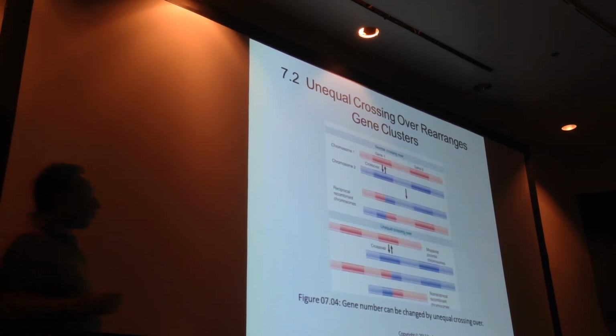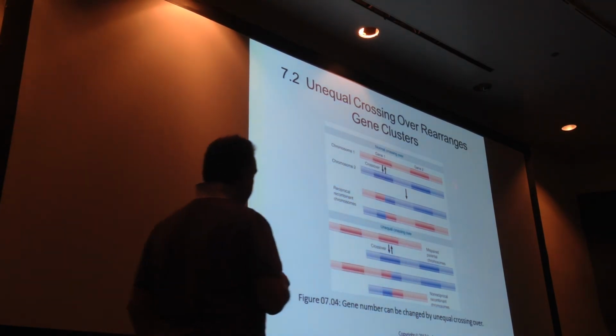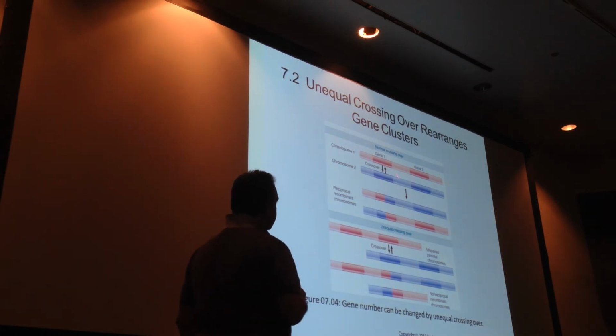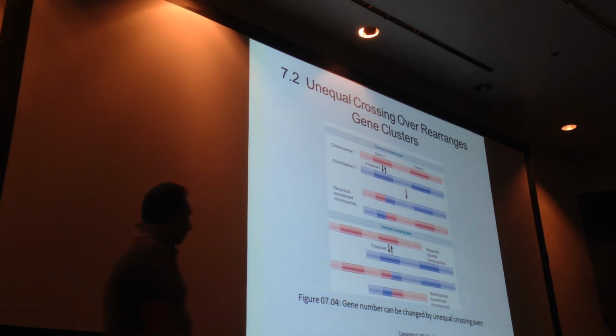And you can have unequal crossover that actually gains you genes in a particular cluster. So here's what I showed you before. Essentially, you could have recombination, or you can have unequal crossover, and now one cluster of genes has gone from two gene members to three gene members. And the other side got screwed. It went from three to one. And let's say this one dies, so therefore you never see it, so you've expanded your genes from two to three in a particular population of people.